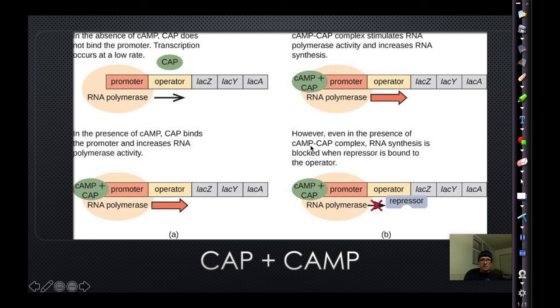So in the presence of the CAP complex, if you still have the repressor bound, you cannot do transcription of the genes. So if we have a scenario where the repressor is bound even though there is cyclic AMP here, we cannot have gene transcription.